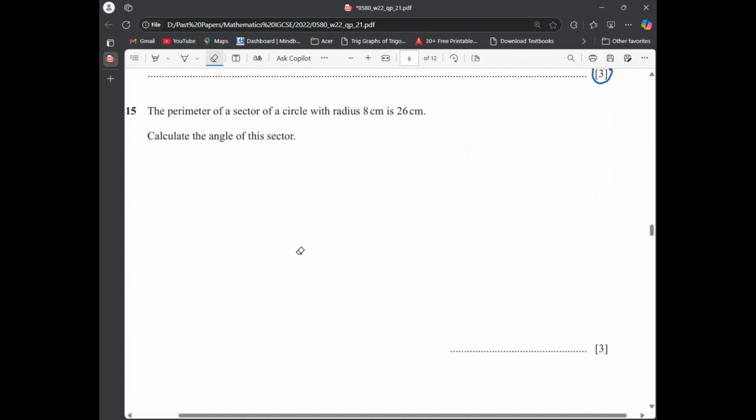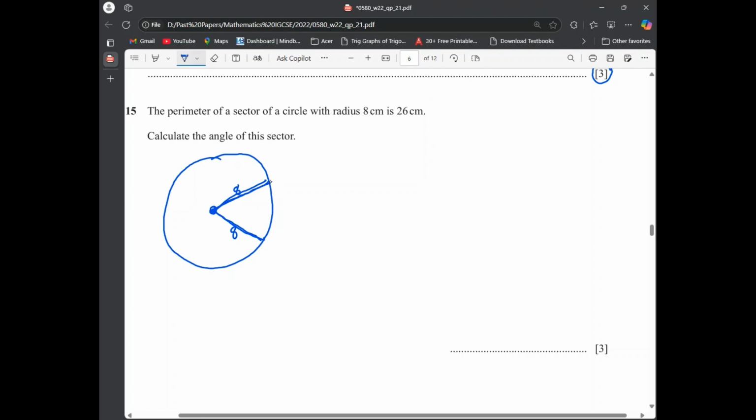Question 15. The perimeter of a sector of a circle with radius 8 centimeters is 26 centimeters. Calculate the angle of this sector. Right, so going to first draw a circle and I'm going to draw a sector, which is our pita slice there. Now, what we are given is that the perimeter is 26 and the radii are 8 and 8. So this is our sector, which is our pita slice there.